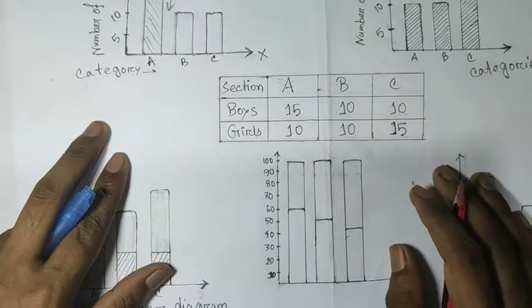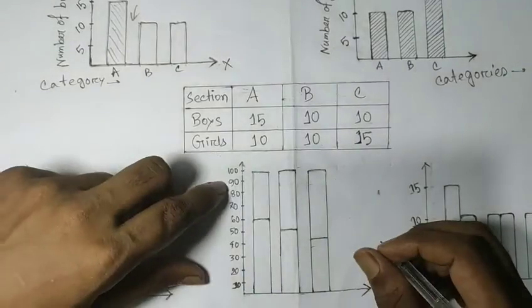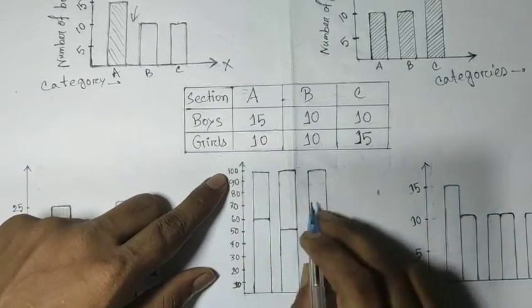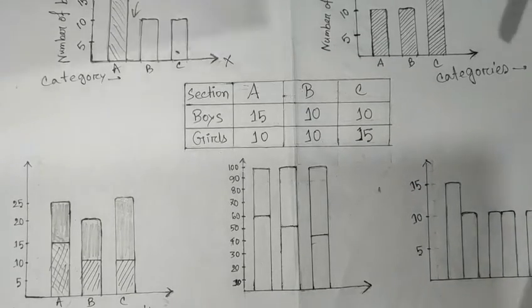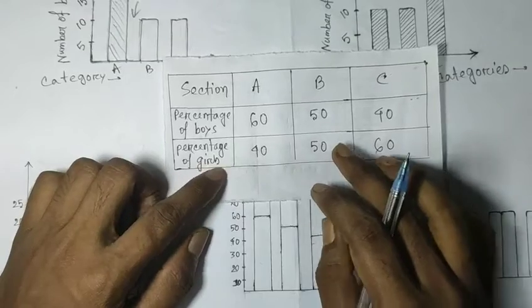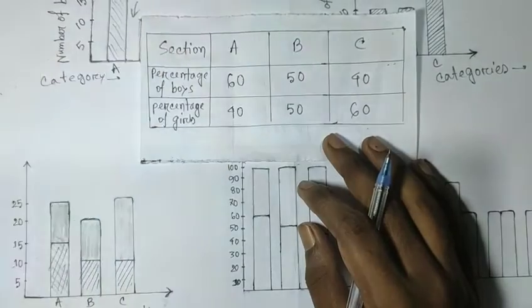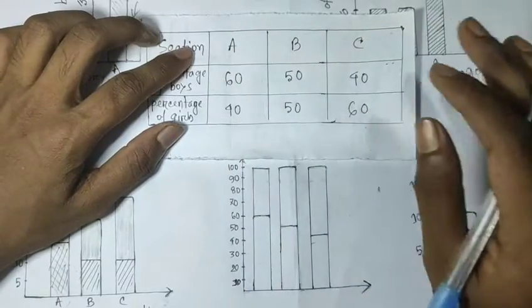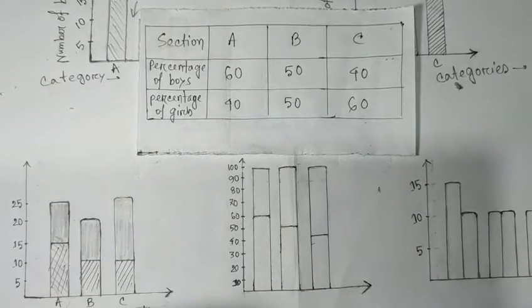So let's have a look at the second one. In this portion you can see the scale or the height of this bar is 100, and the height of all the bars is equal. Can you make any guess about this bar diagram? Okay, let me help you. Here we have data in which we write down the percentage of boys and the percentage of girls of the individual sections. That means we represented the data as percentages.